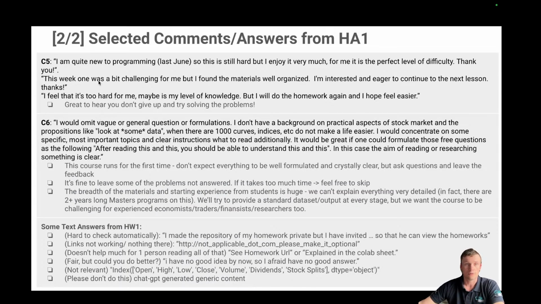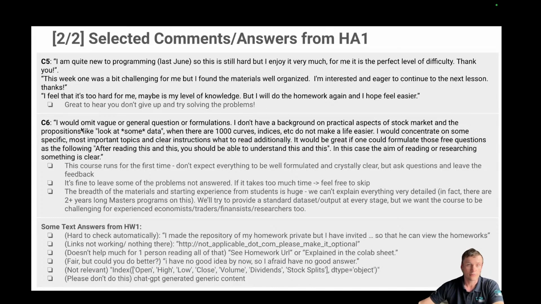Next comment, I'm quite new to programming since last June, so this is still hard, but I enjoy it very much. So there were similar comments that the level of material is quite hard. You spent a lot of time on this. Please continue doing this. We won't introduce a lot of complexity in the next few modules, but don't expect it to be easier than Module 1.